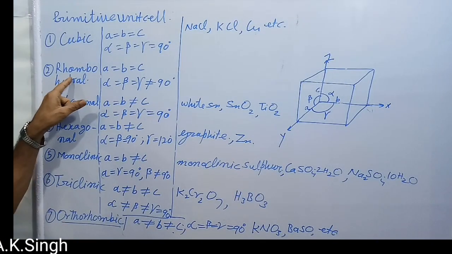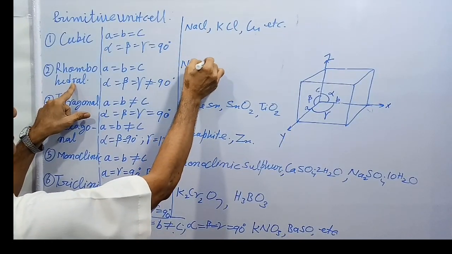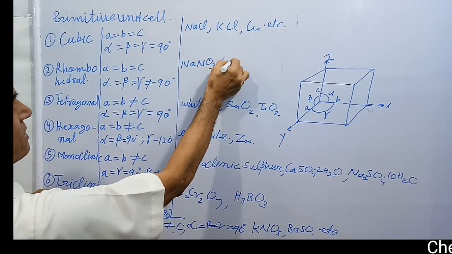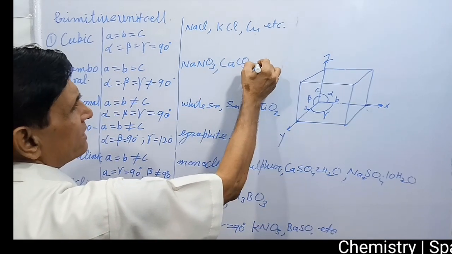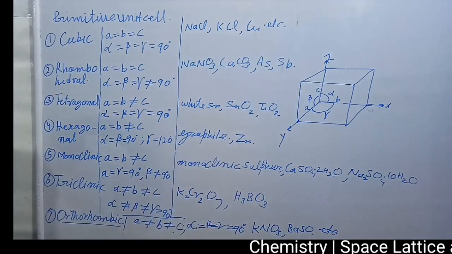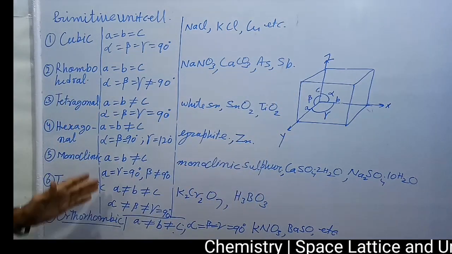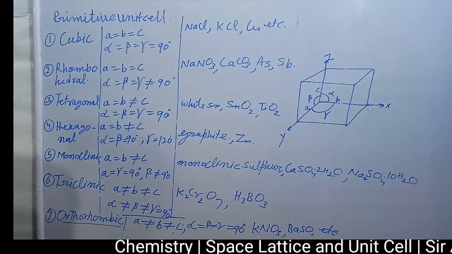And rhombohedral, most important is NaNO3, then CaCO3, arsenic and antimony. These are some examples of rhombohedral. These are the 7 types of primitive unit cells.